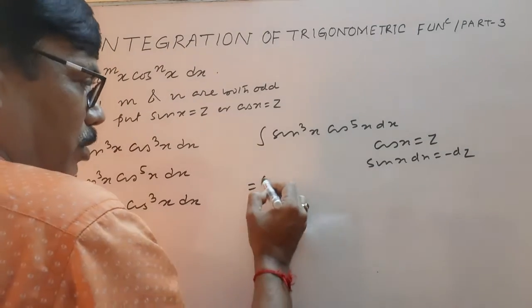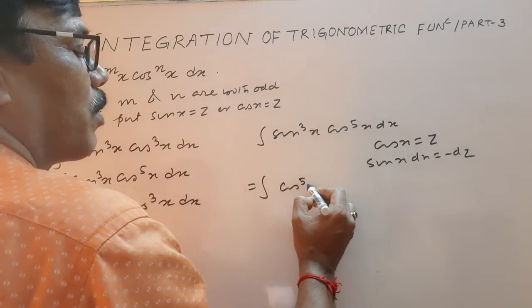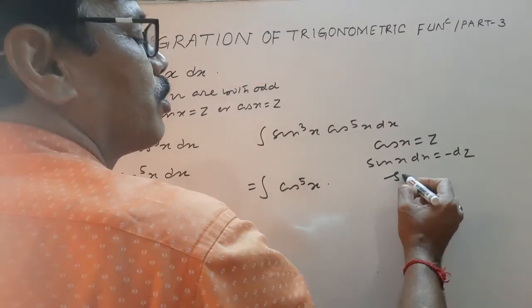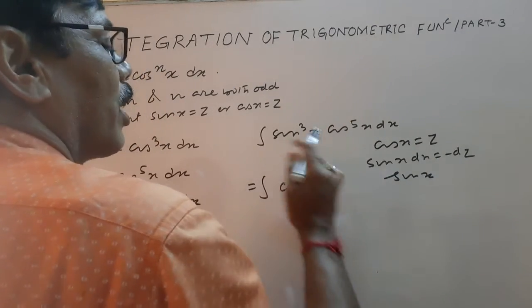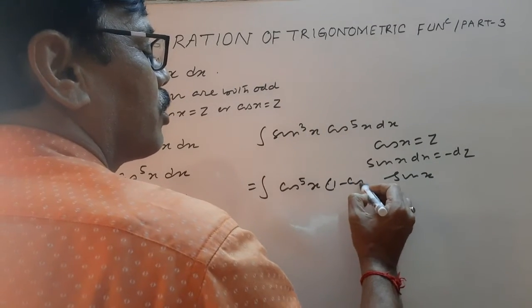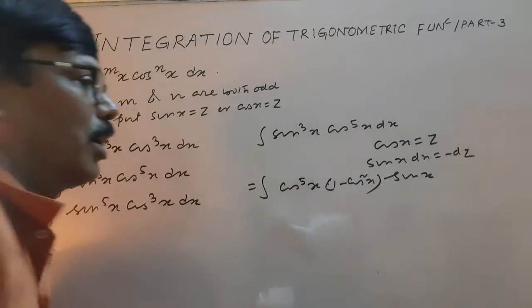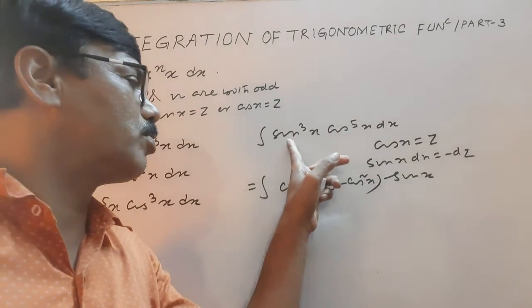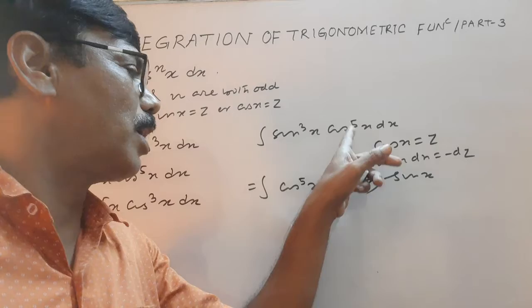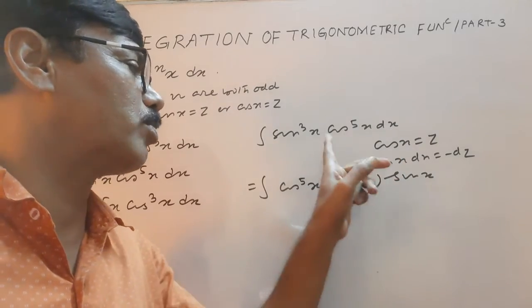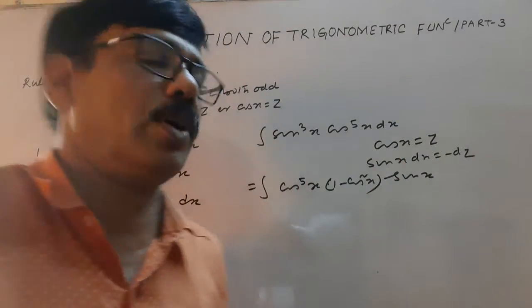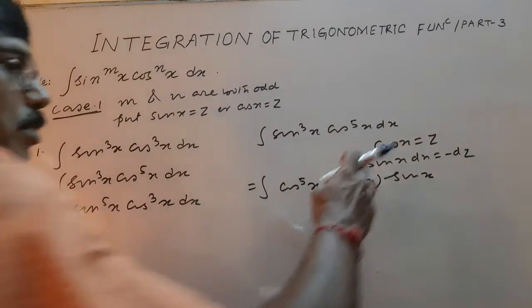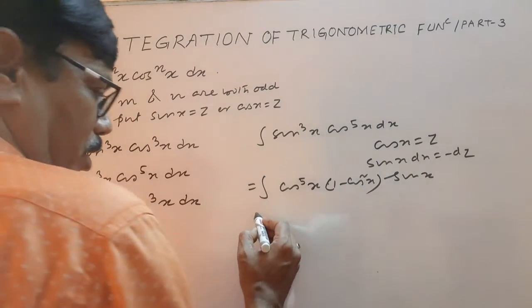What advantage are you getting? Cos to the power 5 unchanged. So this one is sin x, and sin square x is 1 minus cos square x. If you put sin x equals z, then cos to the power 5 is 1 minus sin square x whole square. So to avoid it, we are putting cos x equals z.